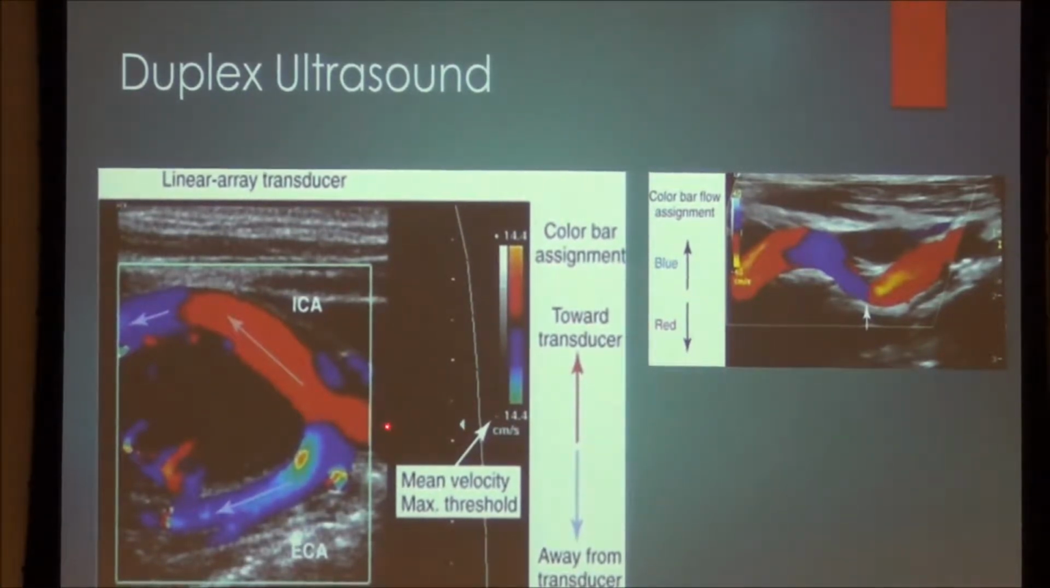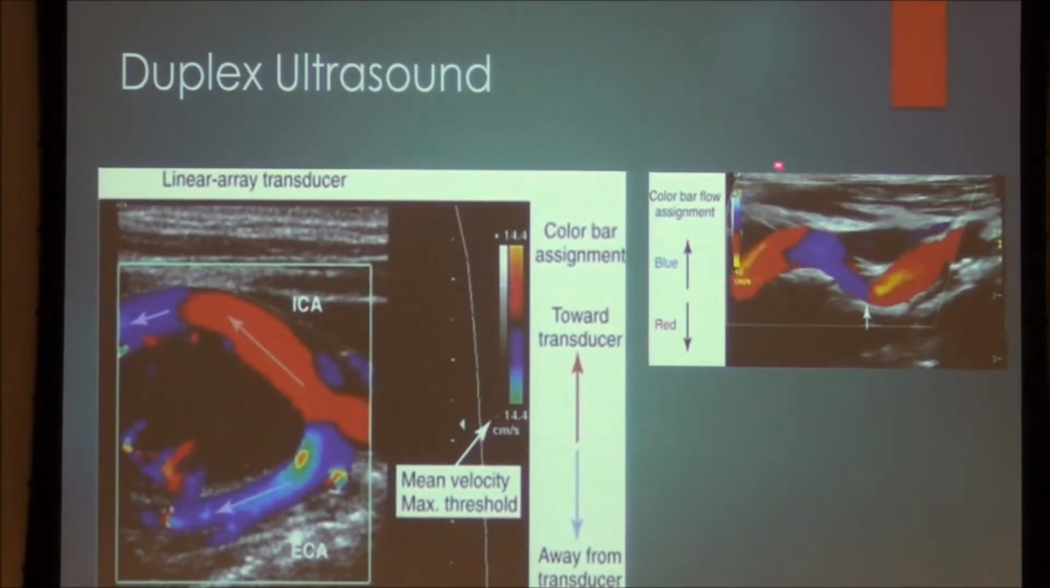So this is right at the bifurcation of the carotid. This is external carotid and this is internal carotid, and your transducer is here, right? So this flow is moving toward the transducer, that's why it's red. This is moving away from it. And this is an interesting case because you see how wide it is. This is out of our discussion, but this looks like a carotid body tumor. This is too wide for an internal and external carotid angle.